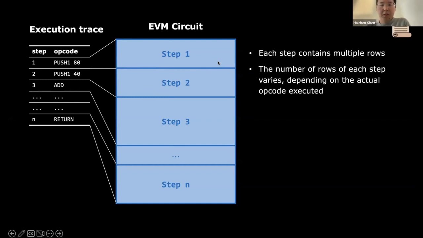And here the number of rows inside each step can vary, depending on the actual opcodes executed. So for example, the push opcode could be slightly easier to verify, so you have fewer rows you need to allocate for this slot. And if you have more complicated opcodes, for example add or multiply, they can end up with more rows inside each step slot. So this depends on how many constraints and how much witness data you need to put into each step associated with each opcode.